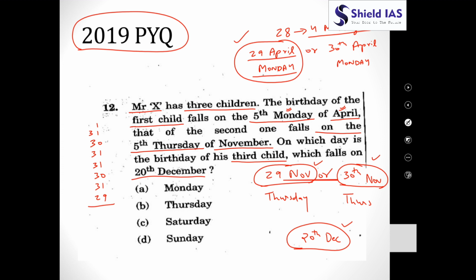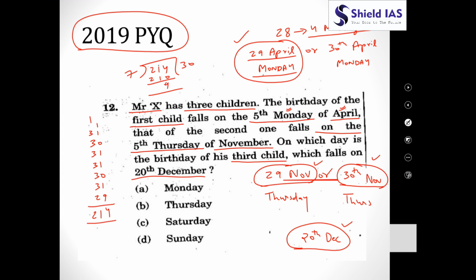So adding all of these, we will get 1 plus 1, 2, 3, 4, 5, 14, carry 1, 4, 7, 10, 13, 16, 19 and 21, right? So 214 days are there between 29th April till 29th November. So we will be dividing this 214 by 7. You can see that the remainder comes out to be 4.